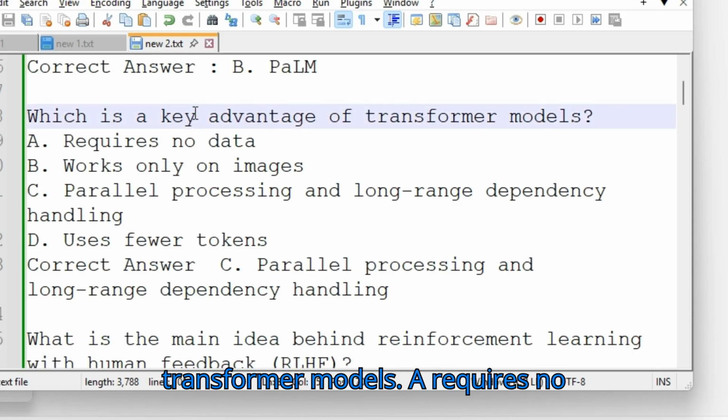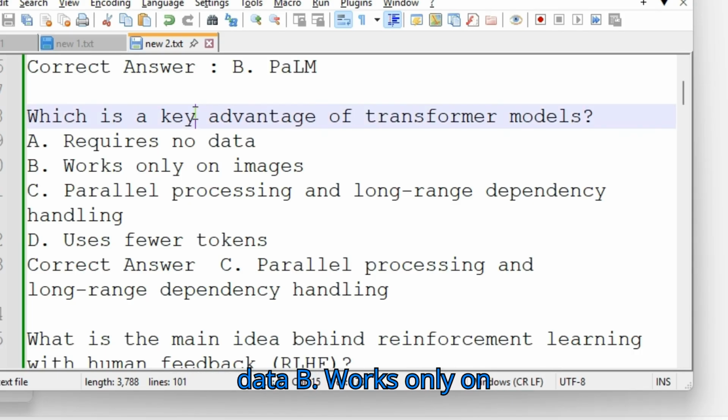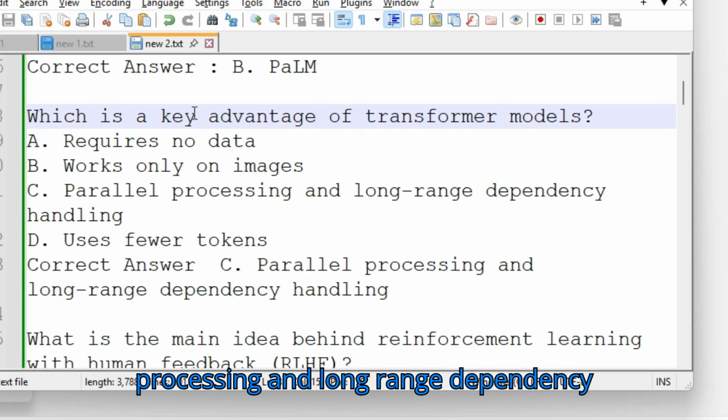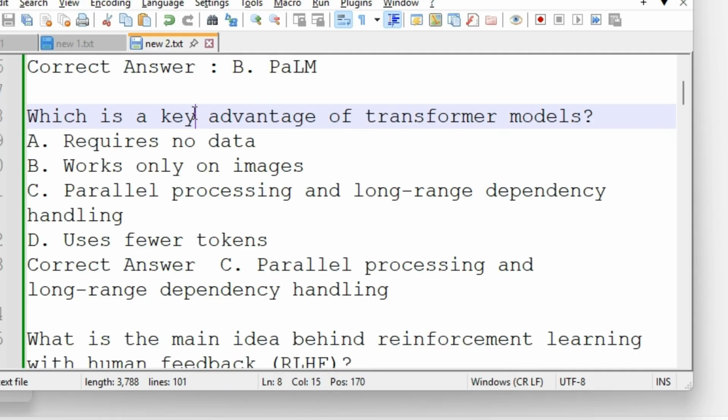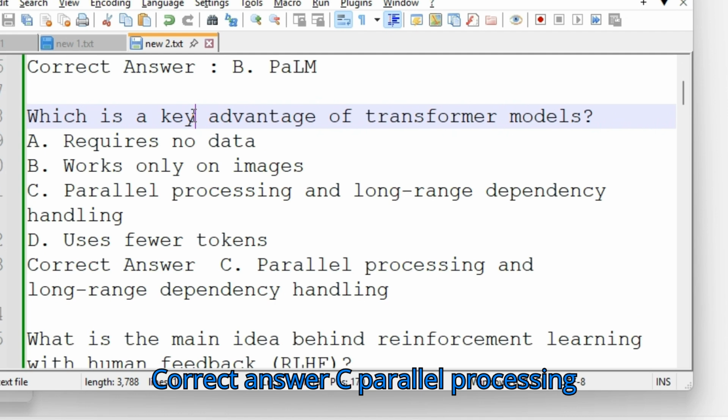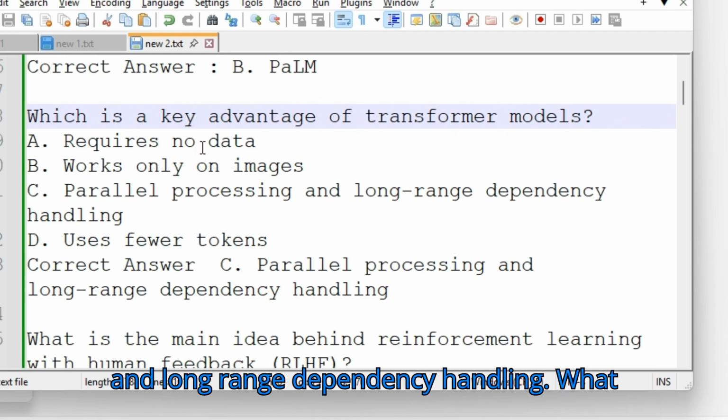Which is a key advantage of transformer models? A. Requires no data. B. Works only on images. C. Parallel processing and long-range dependency handling. D. Uses fewer tokens. Correct answer C. Parallel processing and long-range dependency handling.